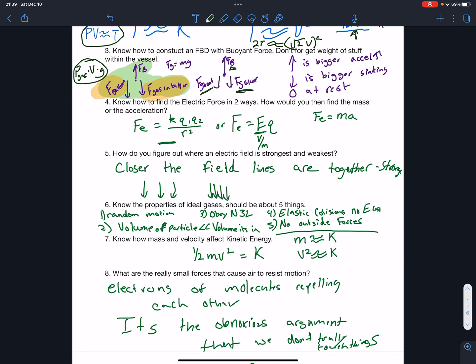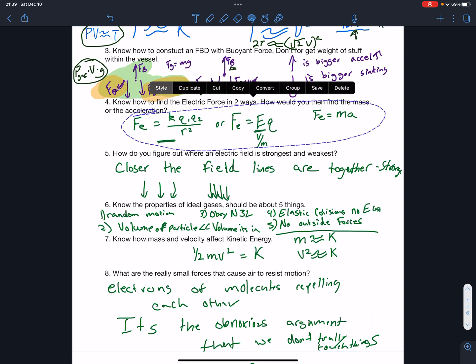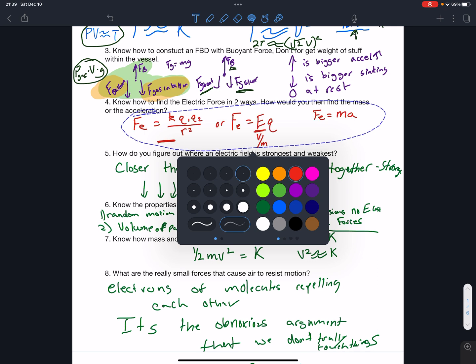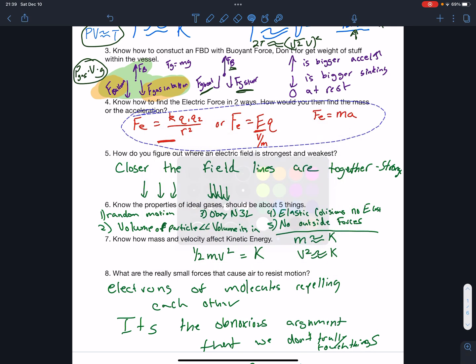How do you find the electric force? Give me 2 ways to find the electric force. So the electric force can be found 2 ways. The first way is to do kq1 q2 over r squared, where this is charge 1, and this is charge 2, and this is the distance between them.